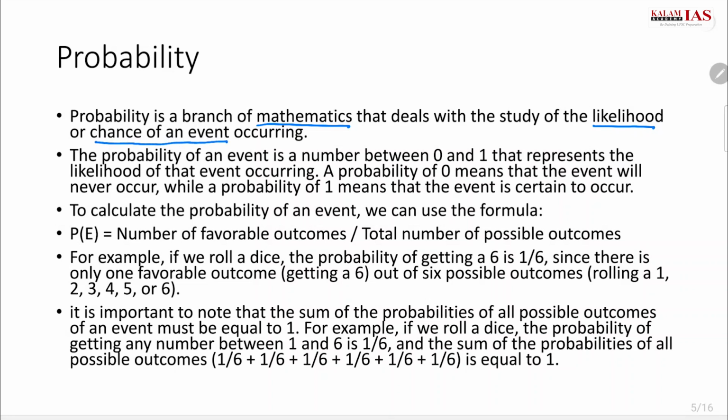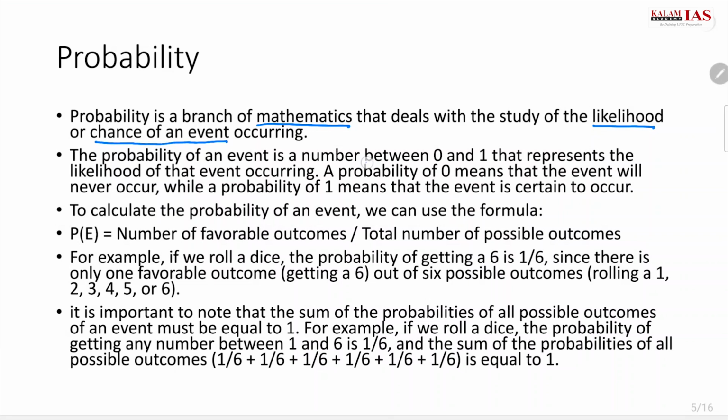Like, what is the chance that today it will rain, or what is the chance that if I go out I will meet an accident. So there is a probability associated with each and every event that is occurring. If the probability is 50%, that means every second day we have a chance of having rain in our place. If the probability is 100%, that means it is sure that the event will occur. And if the probability is 0%, that means that event will never occur.